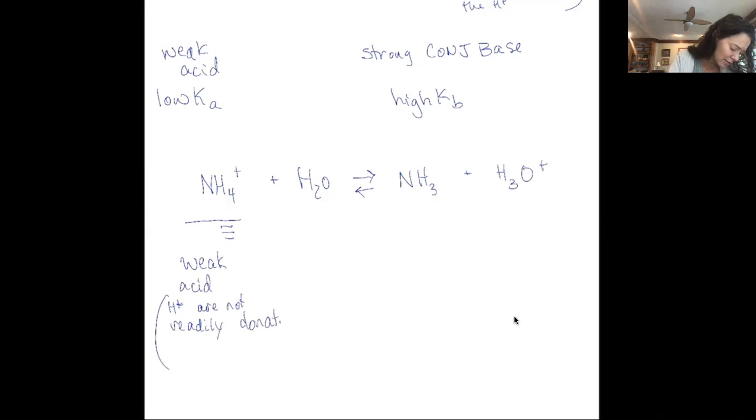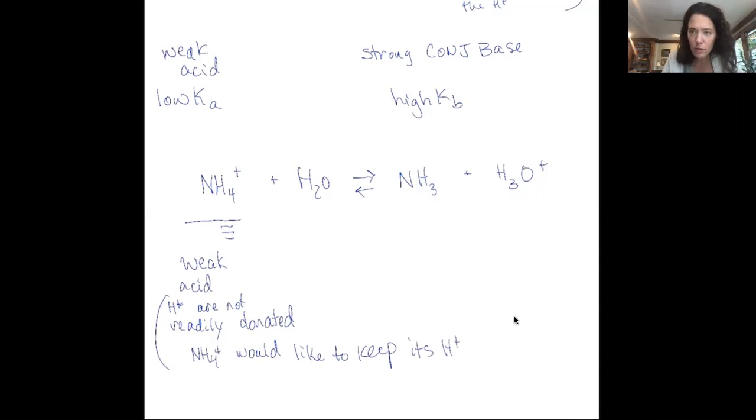In fact, the way I've learned to look at it is, they're not readily donated. Ammonium would like to keep them. Don't put that in an answer. Think about it like that. Ammonium would like to keep its H ion, and we know that because it's a weak acid. Weak acids want to keep their hydrogens. They don't want to give them away to the solution. Those are your thought processes, not your words, okay? They do not dissociate completely. Those are your words, okay?